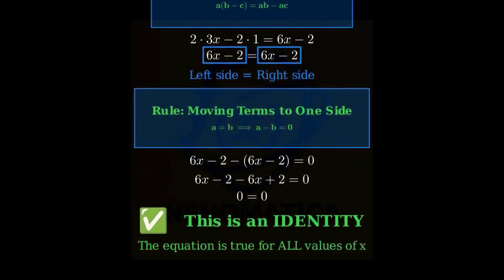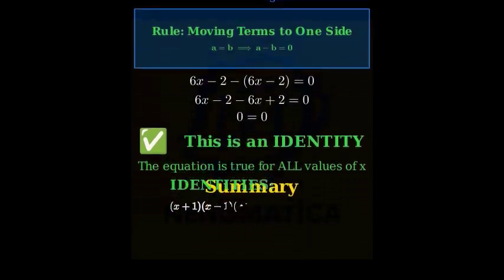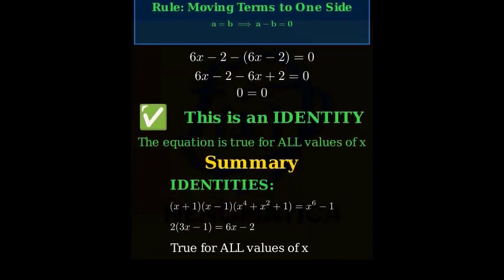Let's summarize what we've learned about identities and equations. An identity is an equation that is true for all values of the variable. For example, our first expression, the product of x plus 1, x minus 1, and x to the fourth power plus x squared plus 1, equals x to the sixth power minus 1 for all values of x. Similarly, our third example, 2 times the quantity 3x minus 1 equals 6x minus 2, is also an identity.